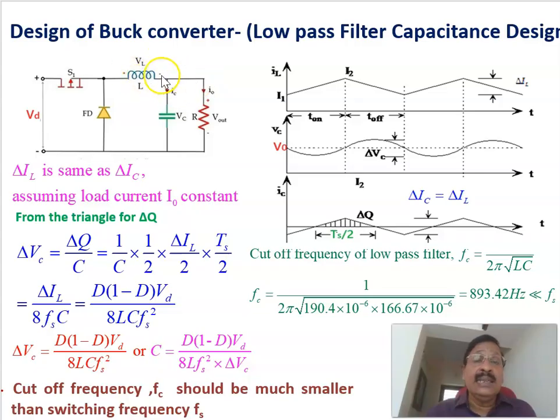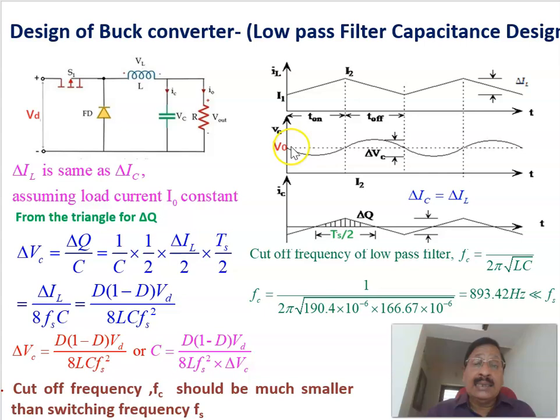Therefore, the change in inductor current shown here will be the same as this capacitor current. If you plot it, this is the capacitor current, which is the same as the change in inductor current. Because of this change in capacitor current, a charge will be stored in the capacitor. This is the capacitor current waveform, and it is plotted as current versus time. The product of current and time is equal to charge.